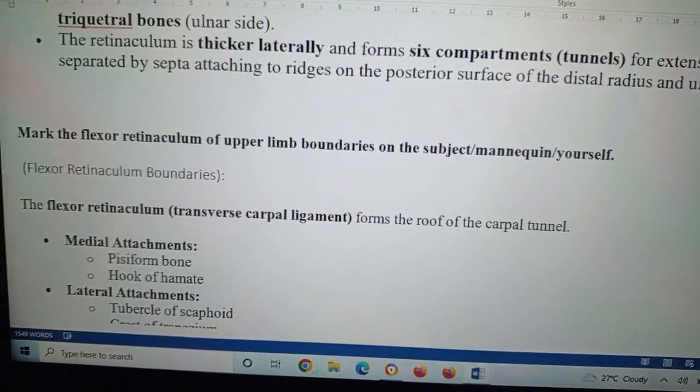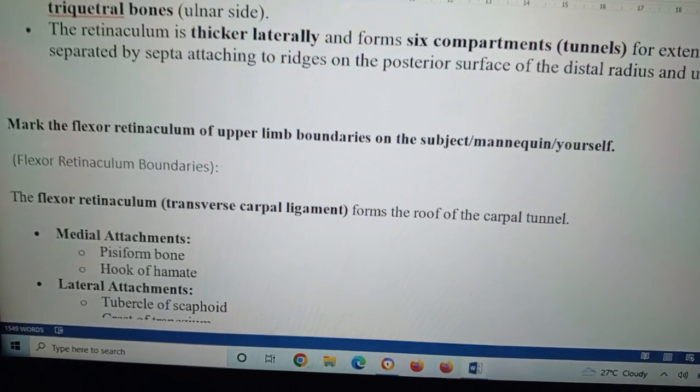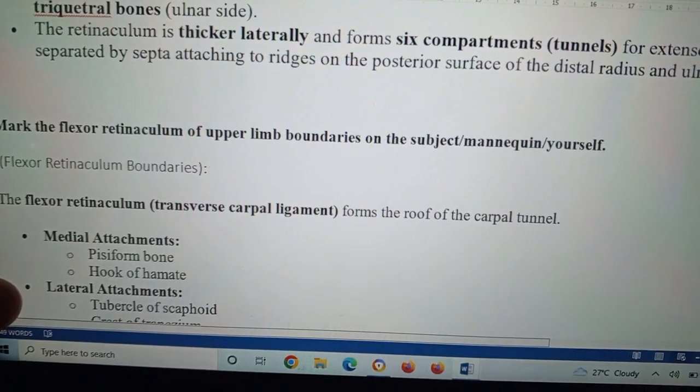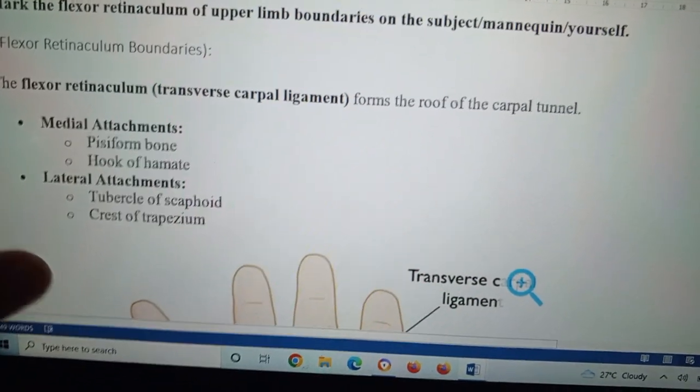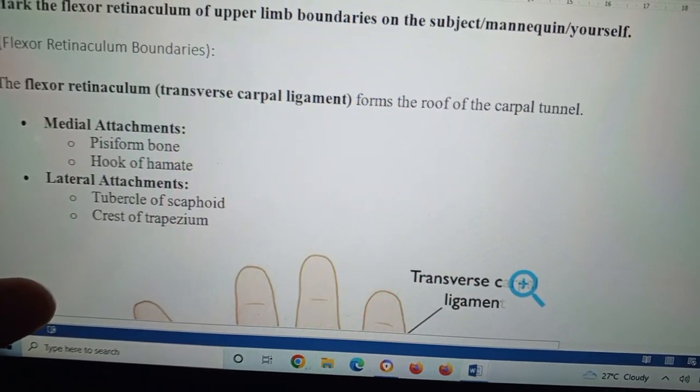This is a similar question. Mark the flexor retinaculum of the upper limb, boundaries on the subject, mannequin, or yourself. Flexor retinaculum boundaries: medial attachment is PH.